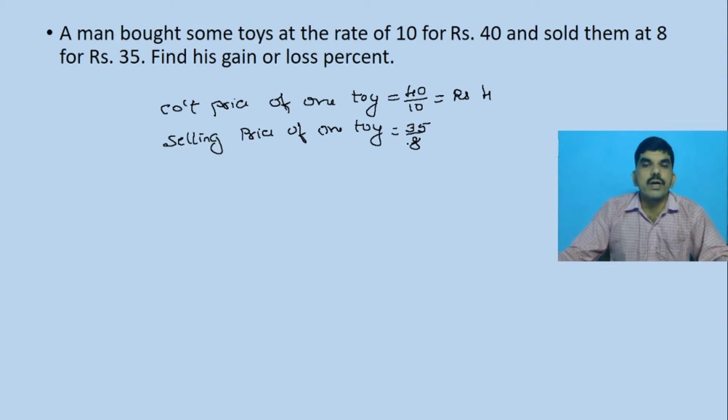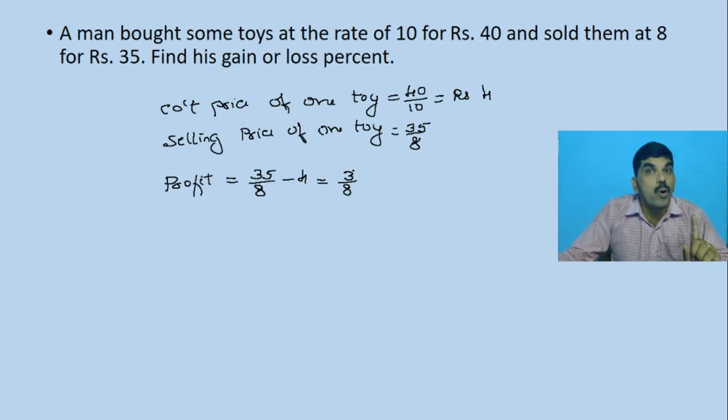Right? 35 by 8. Now among these, which one is larger? Is the cost price larger or the selling price larger? The selling price is more. So since the selling price is more, he makes a profit. Suppose the selling price is more than the cost price, then he makes a profit. So what is the profit? Profit is 35 by 8 minus 4. By taking the LCM, it becomes 3 by 8. This is the profit from one toy.